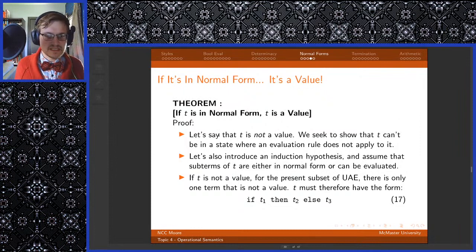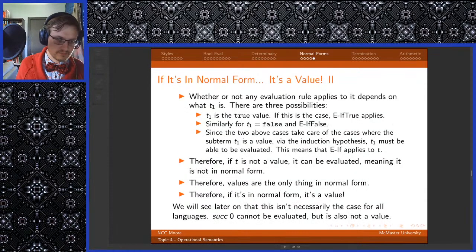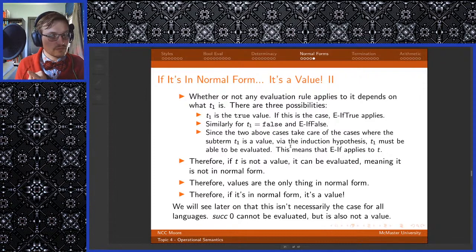We seek to show that t can't be in a state where an evaluation rule does not apply to it. Let's also introduce an induction hypothesis and assume that all subterms of t are either in normal form or can be evaluated. If t is not a value, for the present subset of UAE, there is only one term that is not a value. Therefore, it must have the form if t1, then t2, else t3. Whether or not any evaluation rule applies to it depends on what t1 is, right? So, for t1, the possibilities are it's either true or false, in which case E-if-true and E-if-false apply, respectively. Or, if neither of those two cases apply, since the two cases above take care of the cases where the subterm t is a value, via the induction hypothesis, t1 must be able to be evaluated. This means that E-if applies to t.